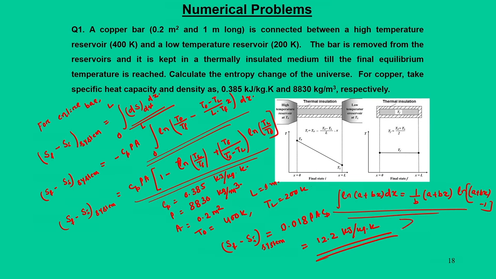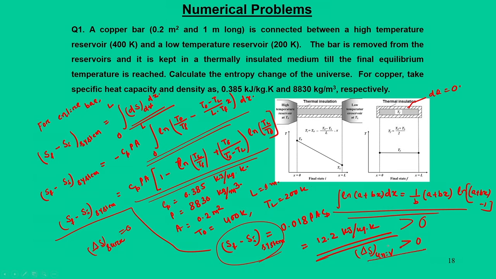And in fact, this is greater than 0. The entropy change of the surroundings is 0, because dQ is equal to 0. So, for the system plus surroundings, delta S universe is also greater than 0, and that is for a non-equilibrium state. Okay, this is what we also prove here.